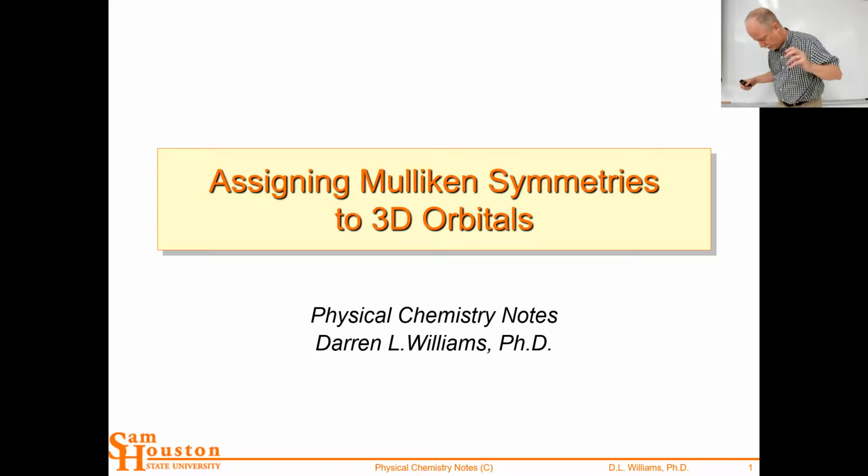So today we're going to talk about assigning the Mulliken symmetries to 3D orbitals. We'll focus mostly on water, but we'll have ammonia, also a C3v point group molecule. And then, if there's time, I may do some board work where we get into using some d orbitals, because those might be the ones where we have to investigate further.